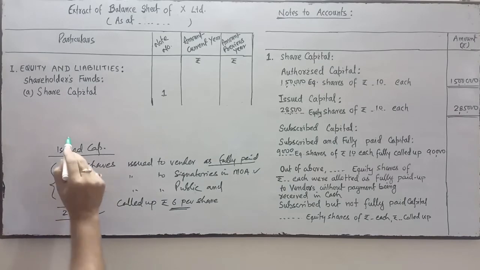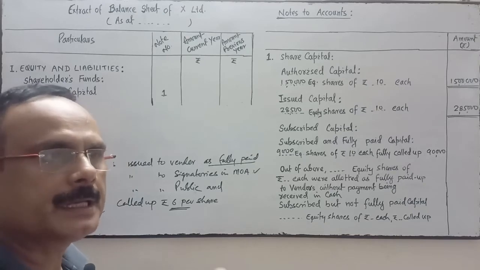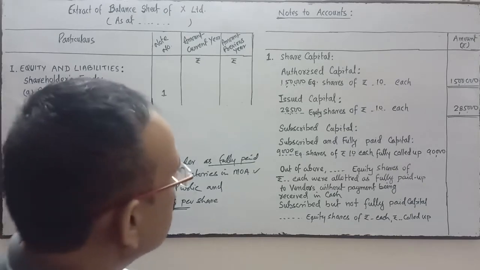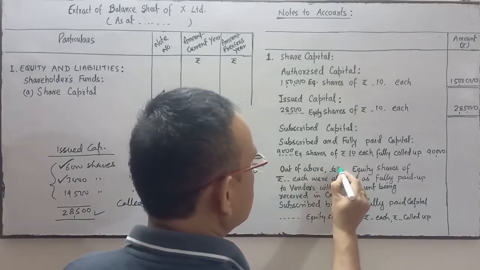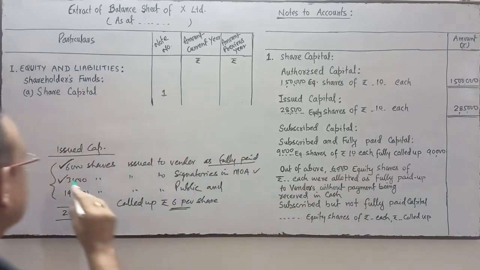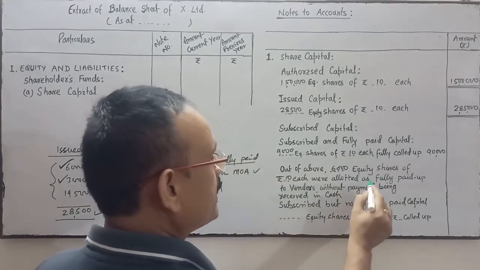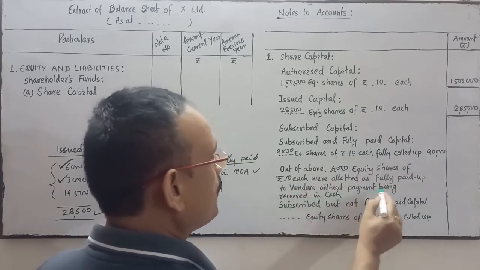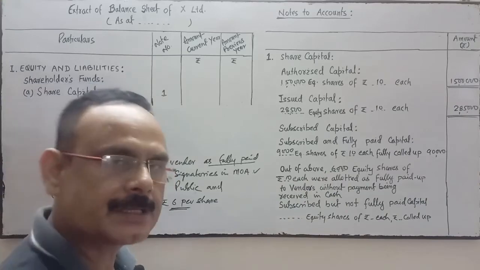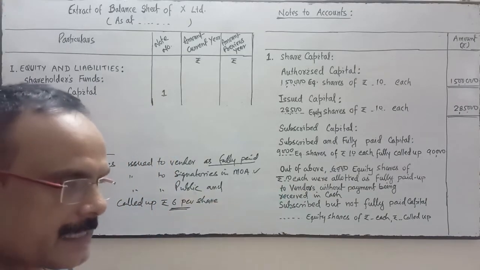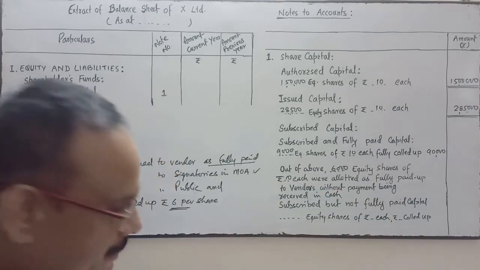But against this number of shares issued to the vendor, the company has not received any money, but the company gets the building. So we have to mention it clearly. Out of the above, that is this 9,000, 6,000 equity shares of rupees 10 each were allotted as fully paid up to the vendor without payment being received in cash. The company has not received any cash for these, because the shares were issued for the payment of the purchase consideration of a building given to the vendor.